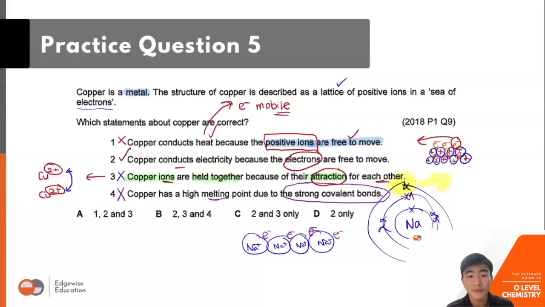Number 4 is false. Why? Because copper is a metal. Metal engages in what type of bonding? Metal engages in metallic bonding. So why covalent? Covalent only applies for what? Non-metals, right? Covalent, I share electrons, covalent is for non-metals only. And hence, the only correct answer is D for donkey. Okay? Which statement for copper is correct? Only D.